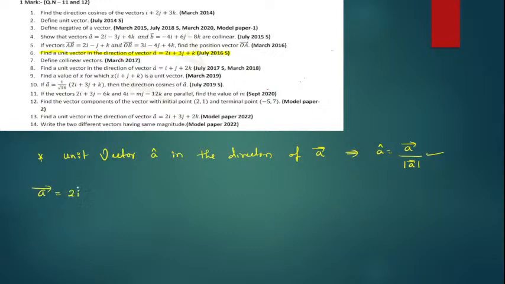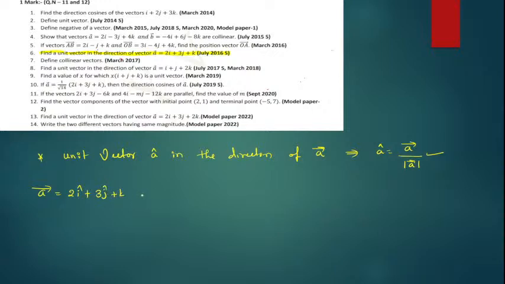We'll give a hint. Always remember, we know the formula: the unit vector A cap in the direction of the given vector A is simply given by A cap is equal to the given vector A divided by its magnitude. This is the formula to find the unit vector in the direction of a given vector. So the given A vector is provided here, that is A equal to 2i plus 3j plus k.